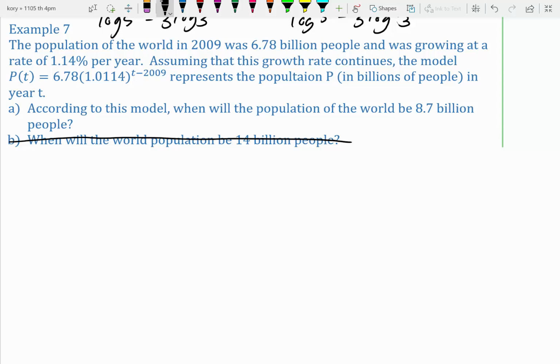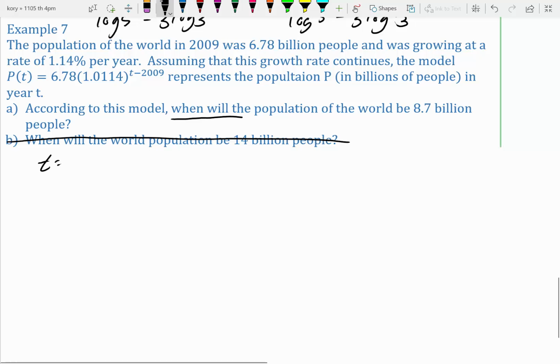So they're asking when will... does that represent T or P? T. So we're trying to find T. What else do they give us? Yep, the population. So P equals 8.7. Now we don't need to put 8.7 billion because the P already stands for billions of people.